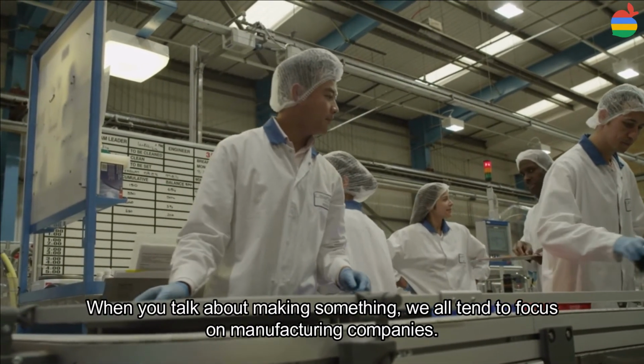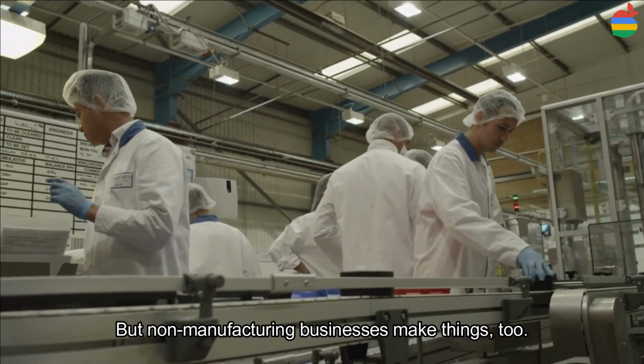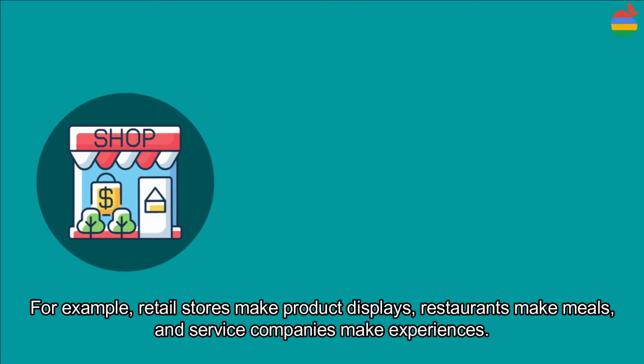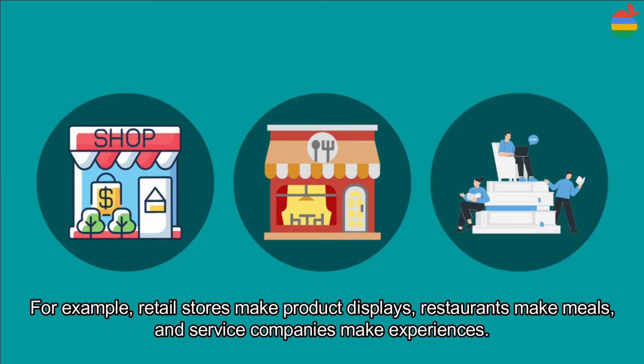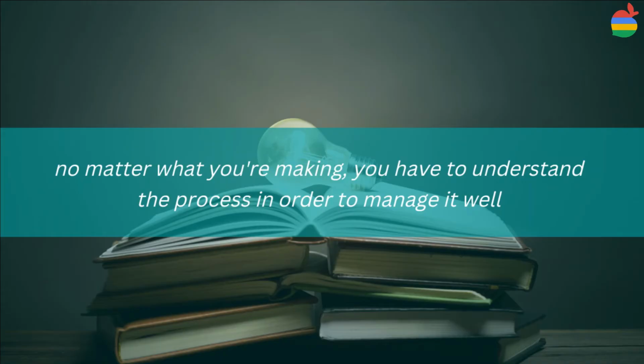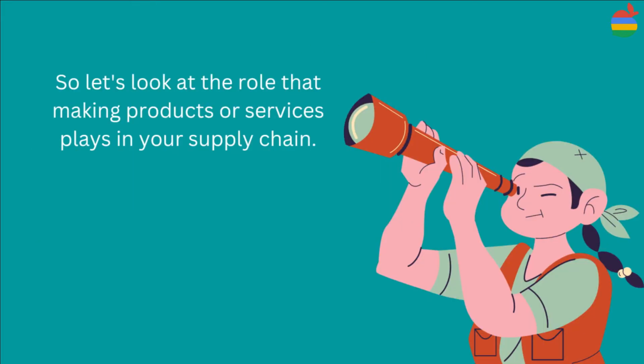When you talk about making something, we all tend to focus on manufacturing companies, but non-manufacturing businesses make things too. For example, retail stores make product displays, restaurants make meals, and service companies make experiences. And no matter what you are making, you have to understand the process in order to manage it well. In the SCOR model, make is the third top-level process. So, let's look at the role that making products or services plays in your supply chain.